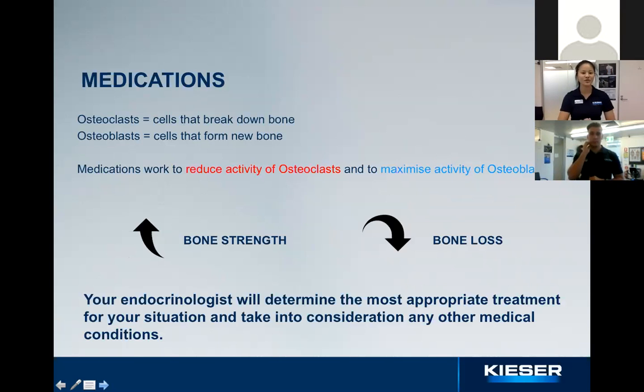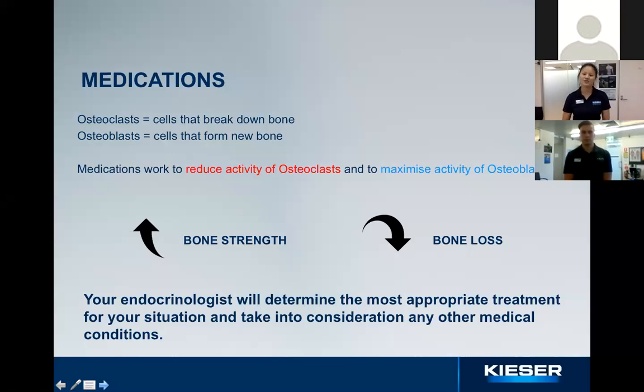All right, so that brings us to the medications. Like we've previously mentioned, you've got these two cells, the osteoclasts, which break down the bone, and osteoblasts, which form new bone. The medications that you may currently be on or might be prescribed down the track work to reduce the activity of the osteoclasts. By hopefully reducing their activity, we can then see the activity of the osteoblasts increase, and hopefully it's maximized. So having that imbalance of hopefully building up the bone, we can actually see some changes. So the medications will work to improve your bone strength and reduce your bone loss.